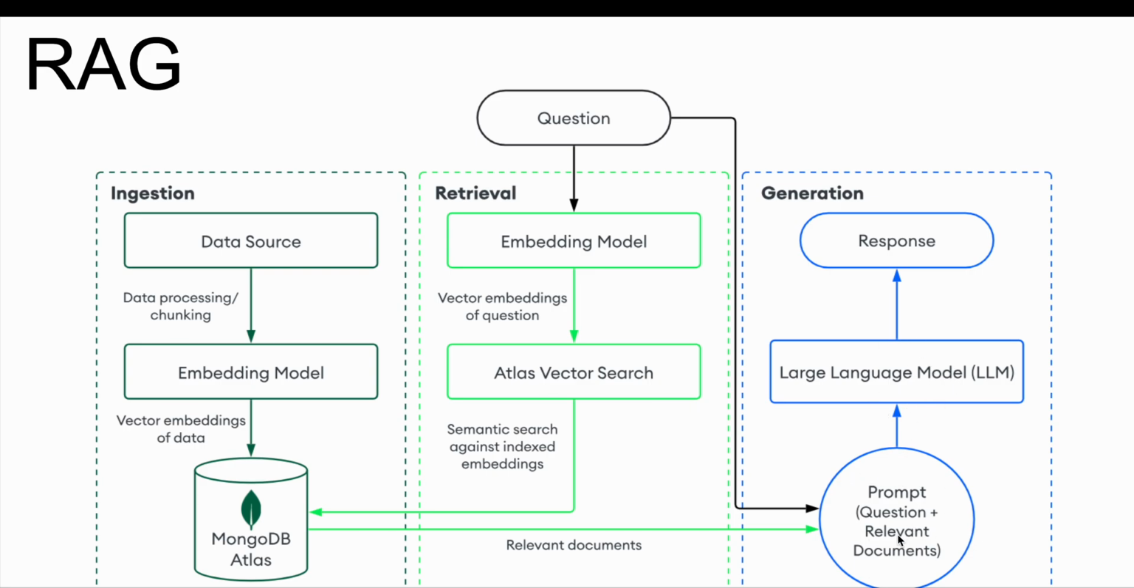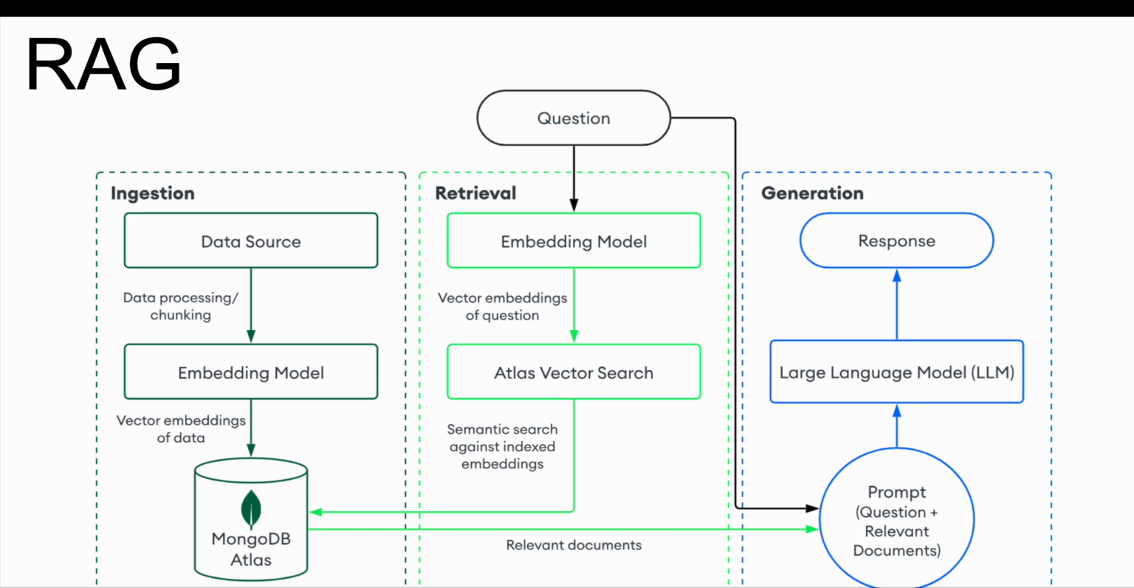So what we need to do is create a prompt for our model. Basically, we'll use our question plus the relevant document. Using these two, question plus relevant document, we will create a prompt for our large language model, right? Now the large language model will generate a response that a user can understand, right? So this is how RAG works.